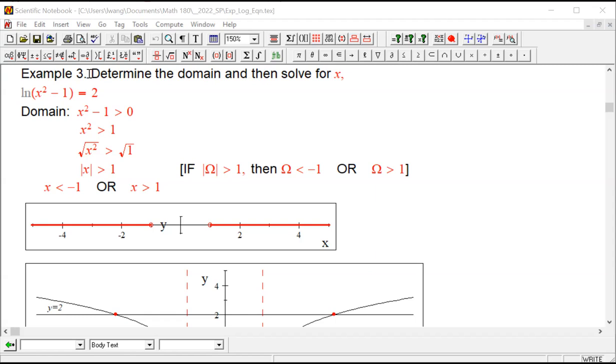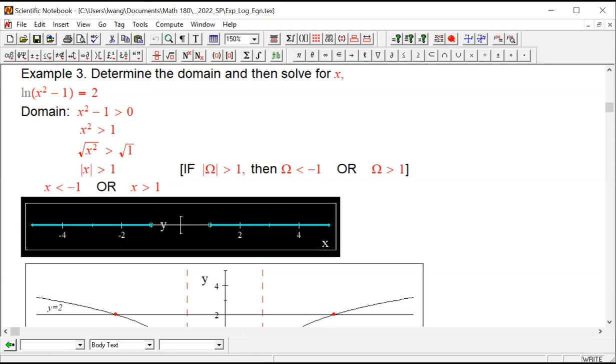Okay. Determine the domain and then solve for x. So this is the example where we left off. We first determine the domain. We take the whole thing and set it larger than 0. This is solving an inequality, which is actually a quadratic inequality. We take the square root on both sides and we found the domain, which is such.